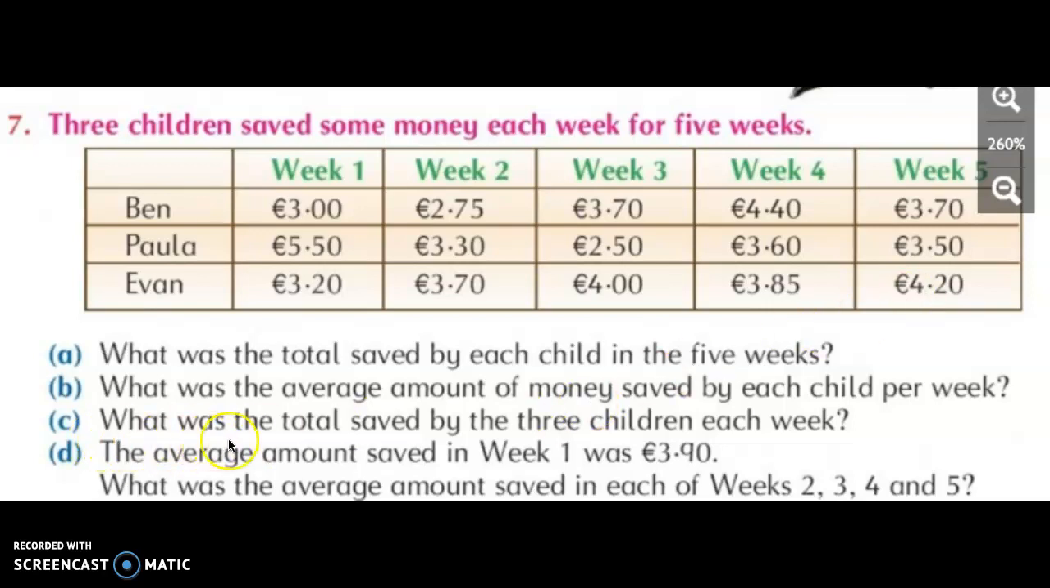C. What was the total saved by the 3 children each week? Okay. In week 1, we see that Ben has saved $3, Paula saved $5.50 and Evan saved $3.20. So, the total saved by the children in week 1 will be the 3 of these added together. The total saved by the 3 in week 2 will be the 3 of these added together. And so on for week 3, 4 and 5.